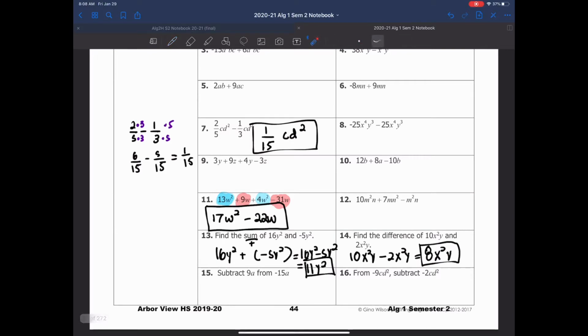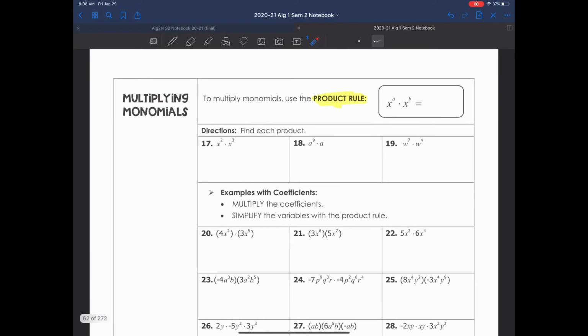All right, let's go ahead and change gears a little bit and move to the next page. So we just learned how to add or subtract monomials. All we have to do is combine like terms. Now we're going to talk about multiplying monomials, and this just gets a little bit more tricky. So to multiply monomials, we're going to have to use a special rule called the product rule.